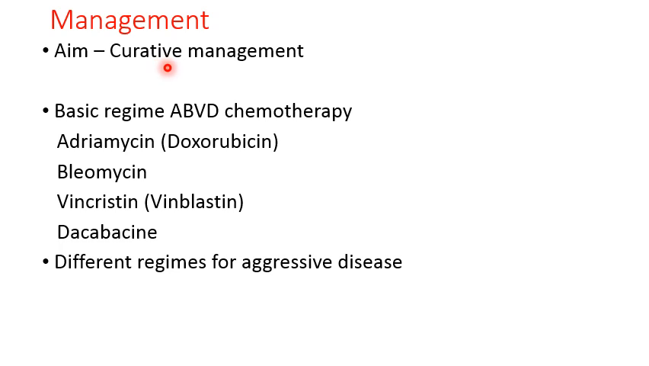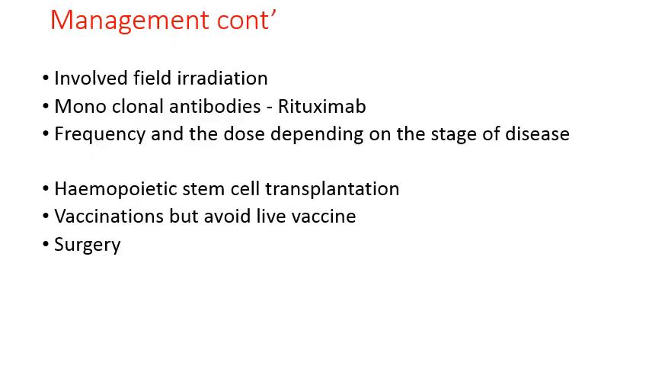So the basic regime is what is called ABVD: A for adriamycin, bleomycin, vincristine and dacarbazine, right? This is the classical chemotherapeutic group, just remember. And then there are different regimes for aggressive disease. If there is localized disease, you can give involved field irradiation, and then you can use rituximab.